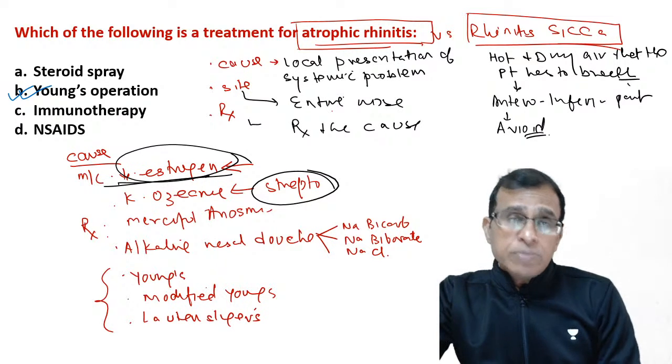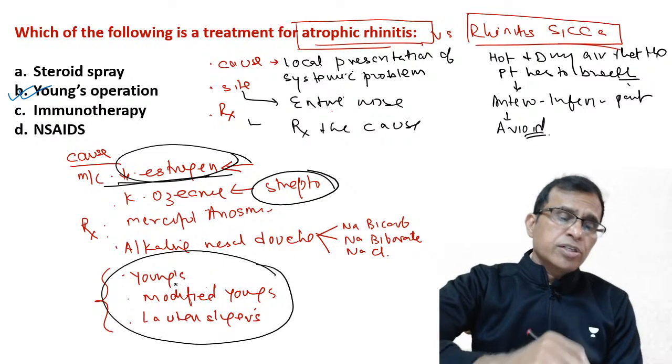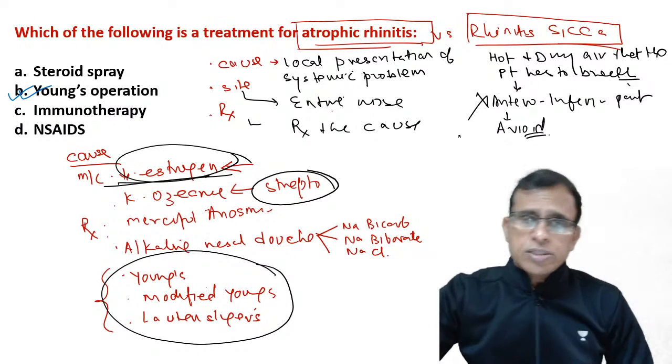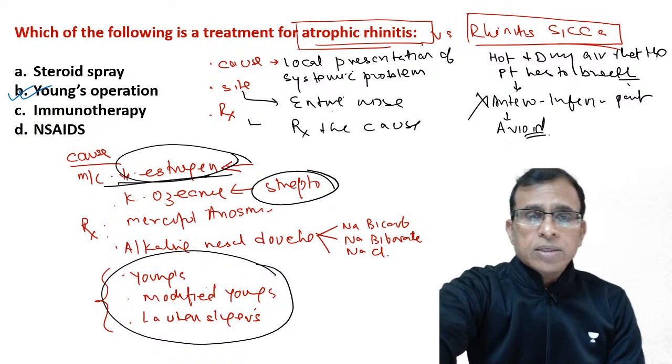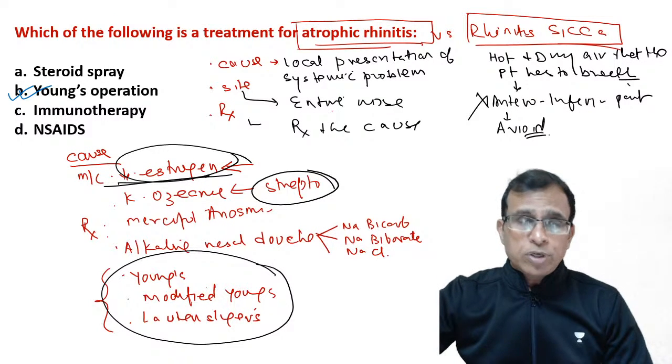Atrophic rhinitis is a more systemic problem, very difficult to treat. That's why we may have to go for a surgical option. In this, there is no surgery, nothing, no surgery is done ever, right? So atrophic rhinitis, very interesting, very important, another important topic.